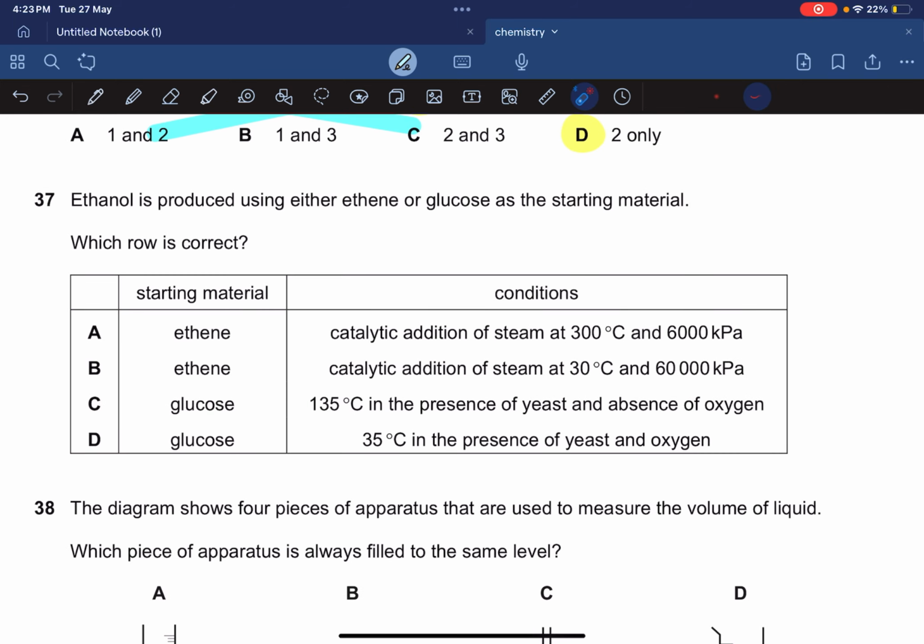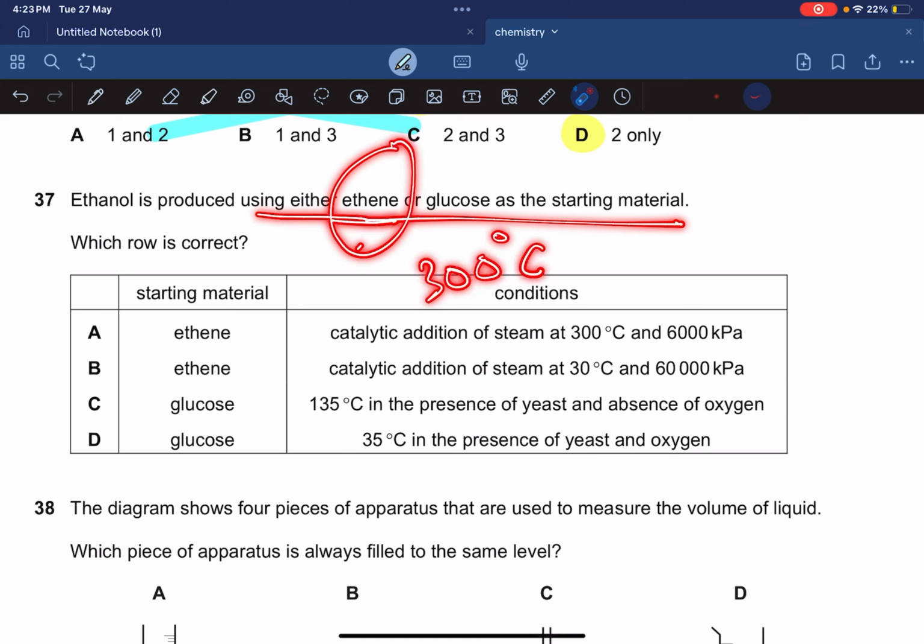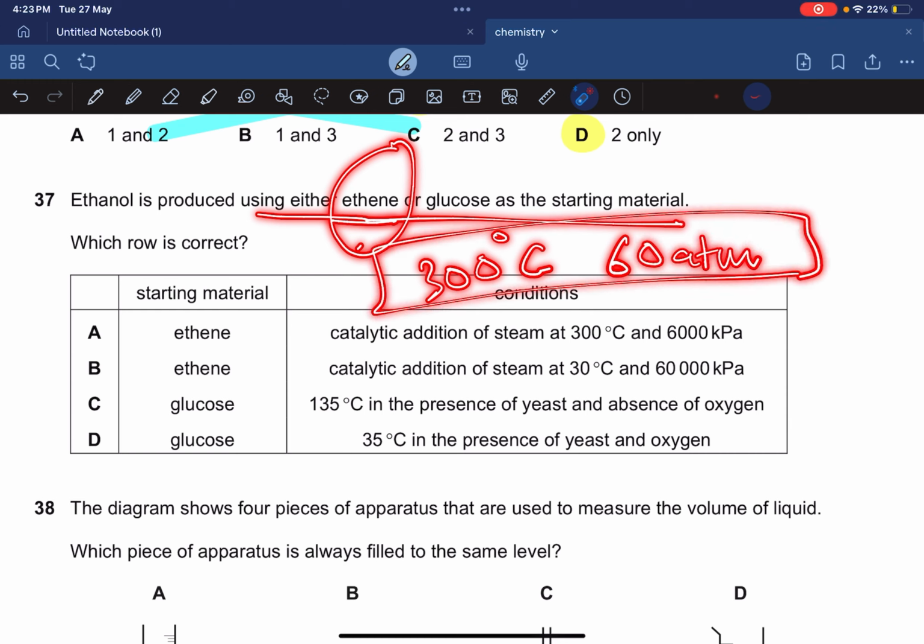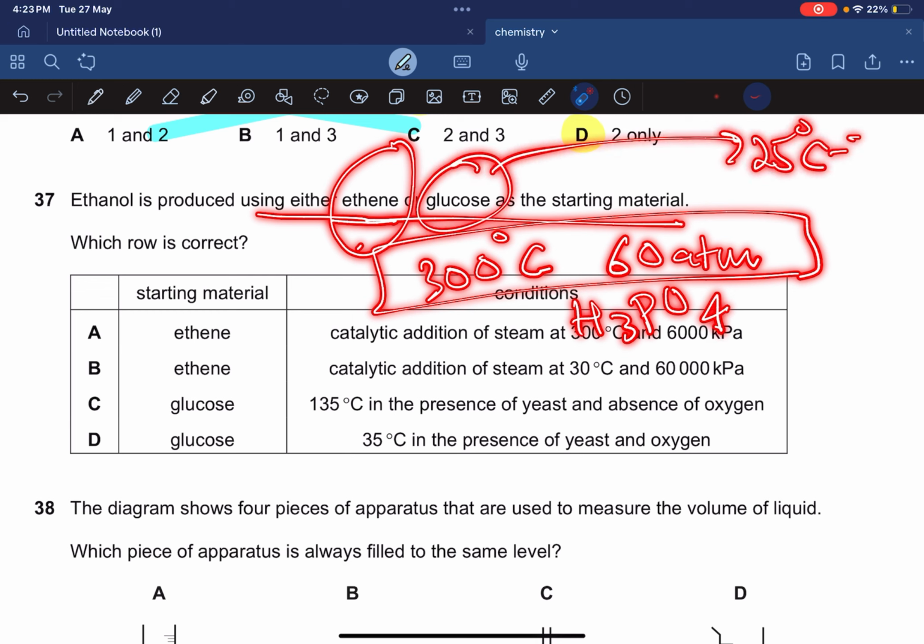Okay, ethanol is produced using either ethene or glucose. Okay, you know what you do with ethene. You do catalytic addition of steam at 300 degrees Celsius and 60 atmospheric pressure, and you use H3PO4 as your acid catalyst. And for glucose, the conditions you should know: 25 to 35 degrees Celsius temperature.